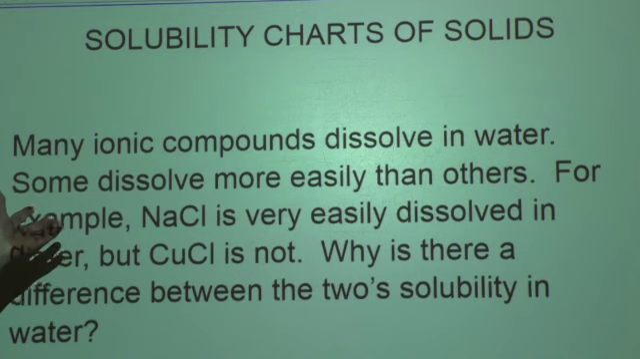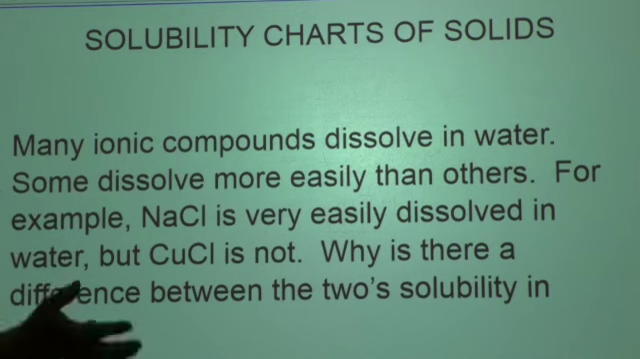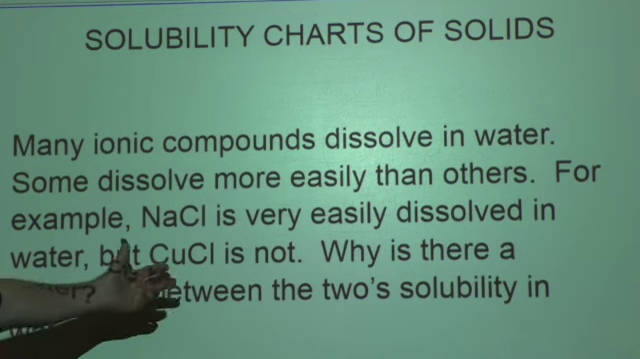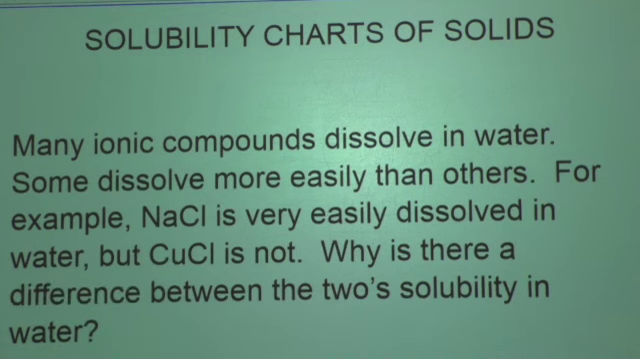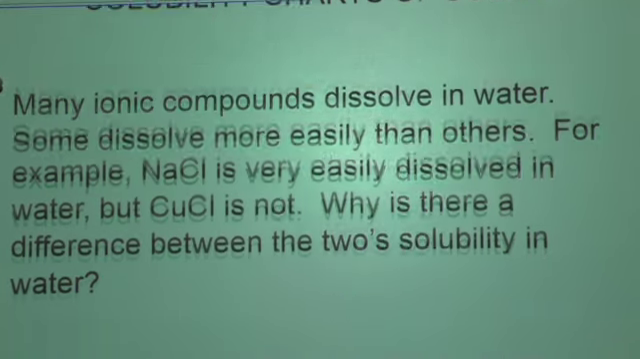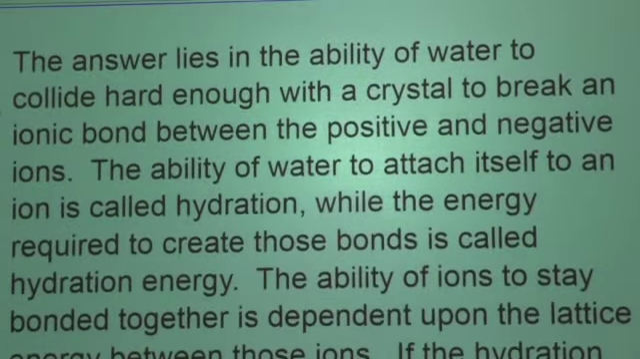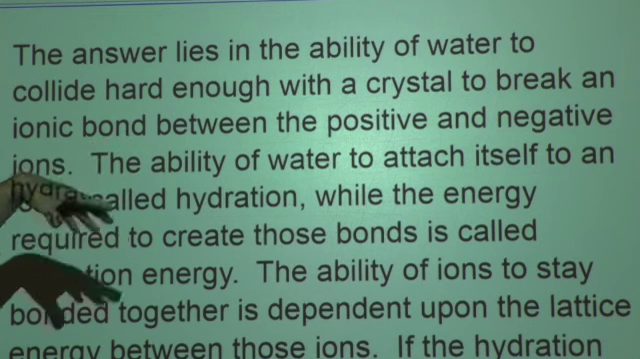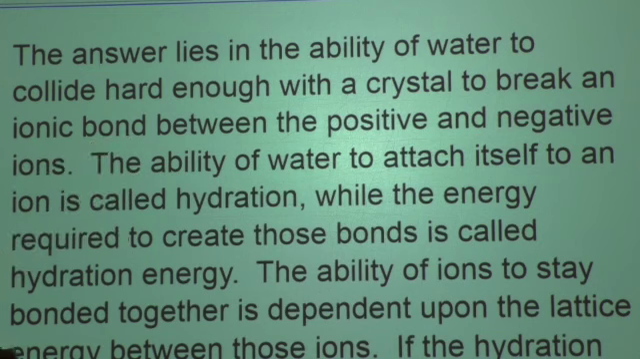Like I said, some dissolve more easily than others. Sodium chloride, as you know, dissolves very easily in water, but copper 1 chloride does not. So we need to figure out what's going on here. Why does sodium chloride dissolve and not copper chloride? The answer lies in the ability of water to collide hard enough with the crystal to break the ionic bonds. There's got to be such a large collision that it overcomes the ability of the ions to stay connected to each other.